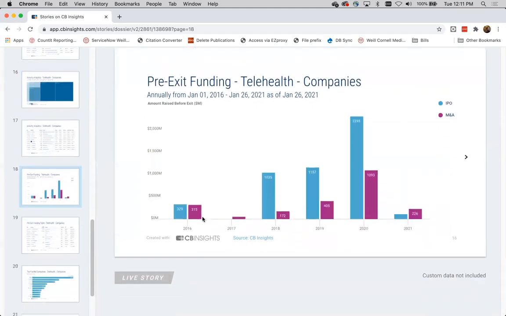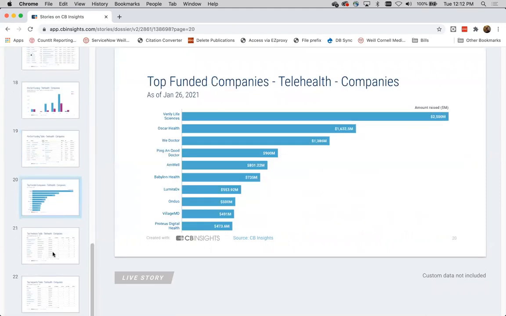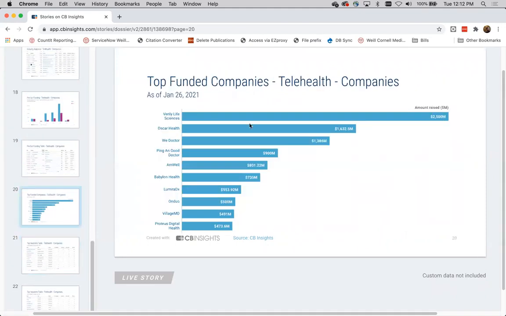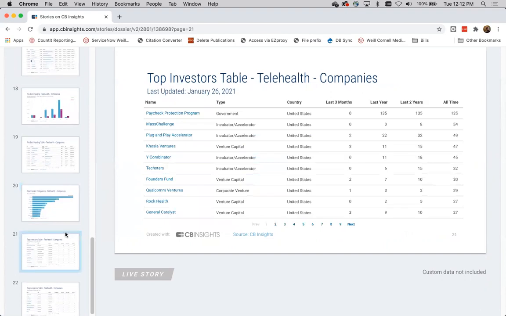And then we have exits, which I mentioned before, are either IPOs or acquisitions. So it tracks the amount of money per year spent on those funding types. And again, just as much information as you could possibly want. Who the big players are, who's making the most money by getting funded. Oscar's up there. Again, Verily, all names that you are probably familiar with if you pay attention to this space. Who the top investors are.